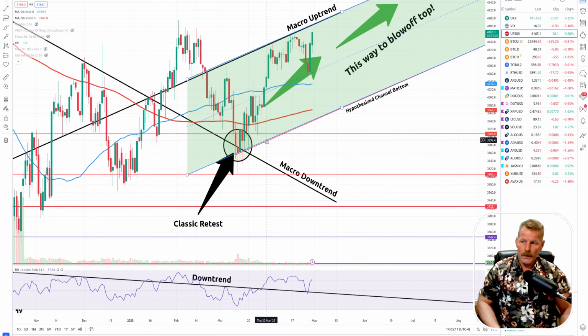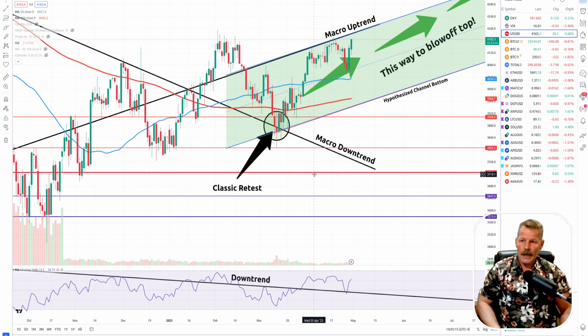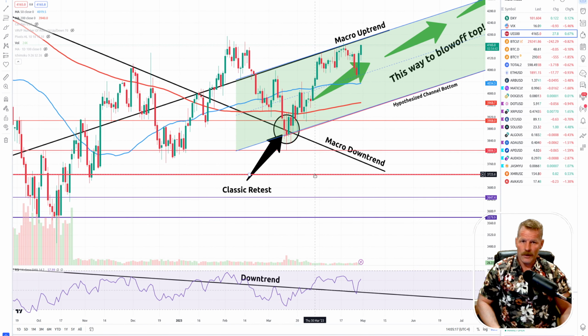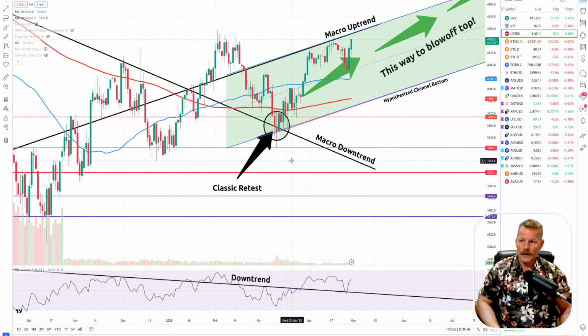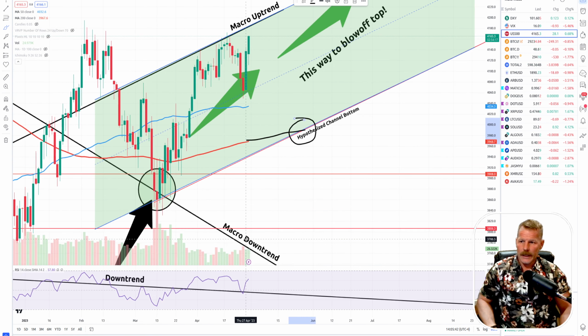And if we break to the upside of that macro uptrend, that is not a healthy sign in the long term for the economy. What I really want to see us do is come back down to test this 200-day moving average, which I'm hoping at some point intersects with the bottom of this hypothesized channel that I've drawn.